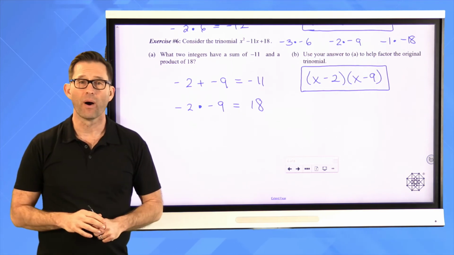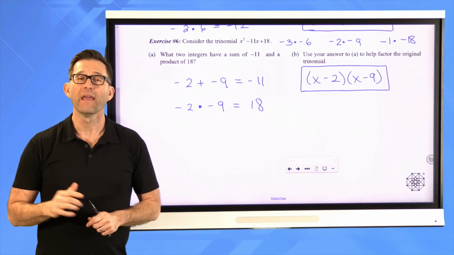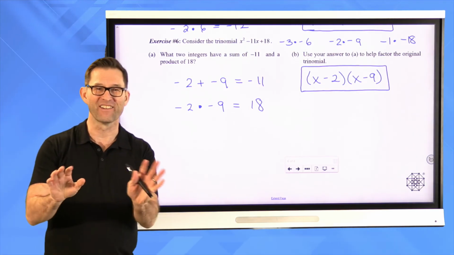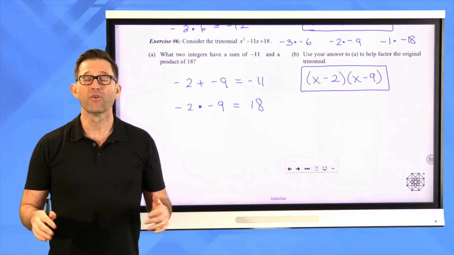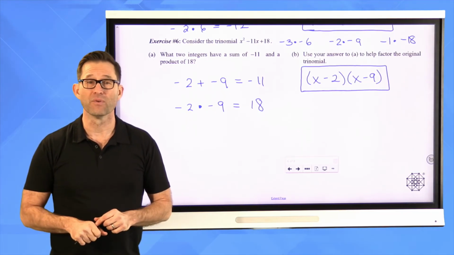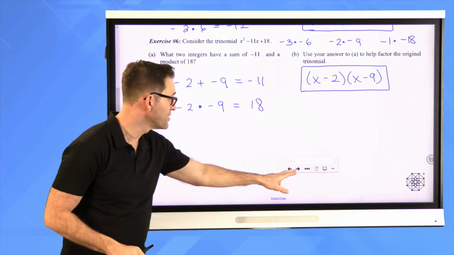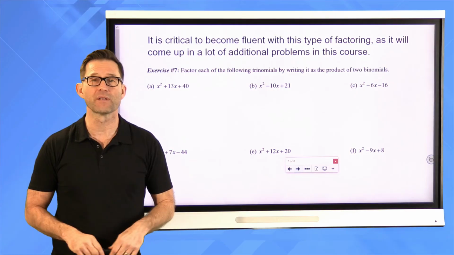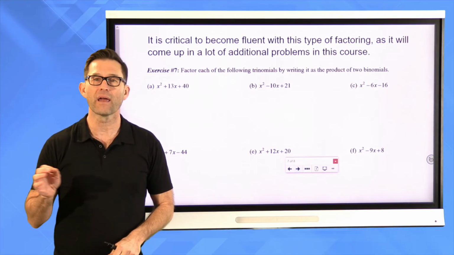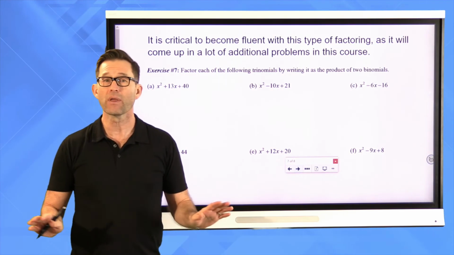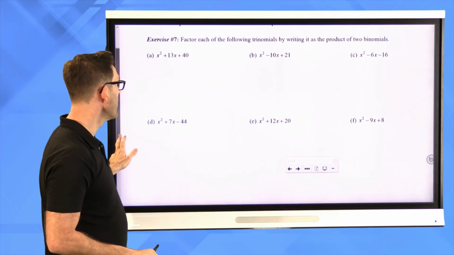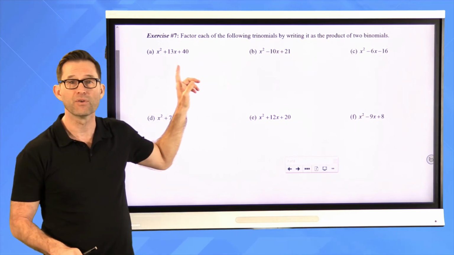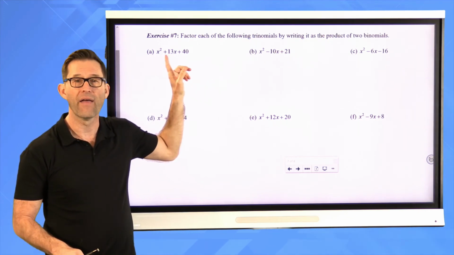Every factoring of a trinomial problem with a leading coefficient of 1, all those little caveats, can be broken down into one of the previous three examples that we saw. Of course, the key is you gotta be able to put them together when you need to. It's critical to become fluent with this type of factoring, as it will come up in a lot of additional problems in this course. Now again, it all boils down in every one of these cases to trying to find two numbers who have this product and this sum.